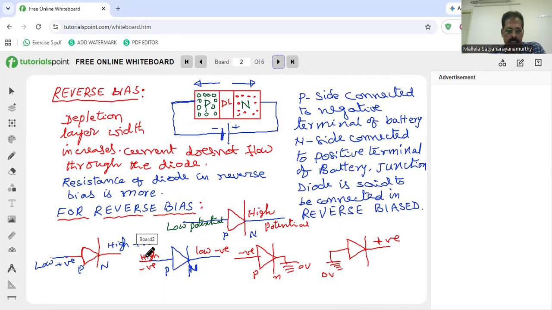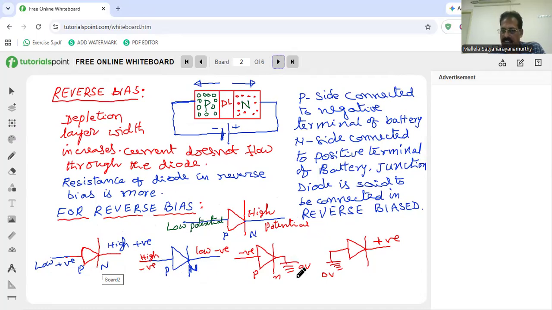So, which of the following is connected in reverse bias? 100% one question comes from these diagrams actually. For reverse bias of a PN junction diode, the P side is connected to low potential and the N side is connected to high potential. See, if both are positive potentials, the P side is connected to low potential and the N side to high potential. If both are negative, high negative on the P side, low negative on the N side.